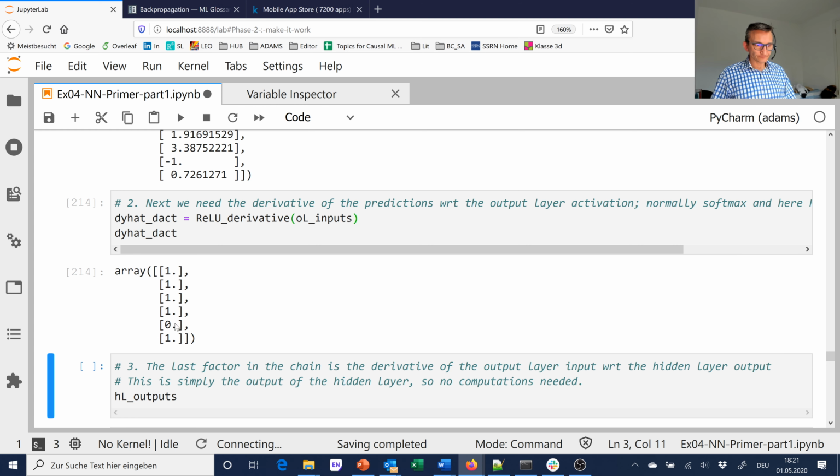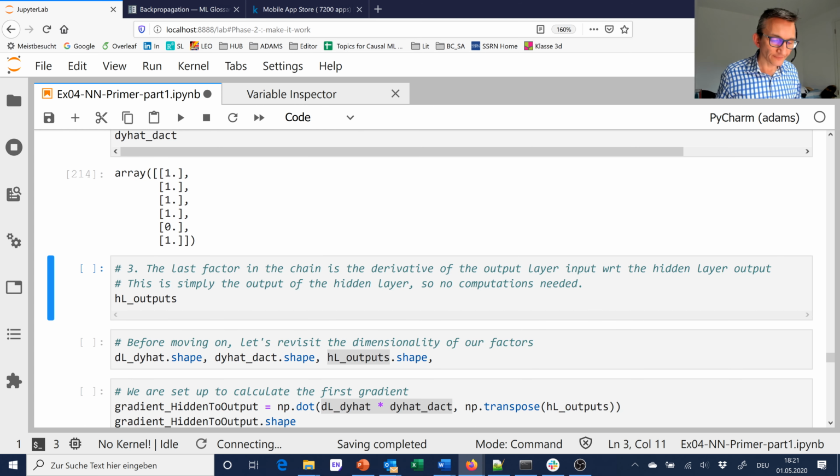Okay, now the last bit we need, the last factor when we go through this chain, when we apply the chain rule, is the derivative of our output layer input, or what I call the raw output score, with regard to the hidden layer output. The output of the hidden layer was basically just weights times the hidden layer outputs. And so the hidden layer outputs, that is our derivative. We don't need to calculate any function here.